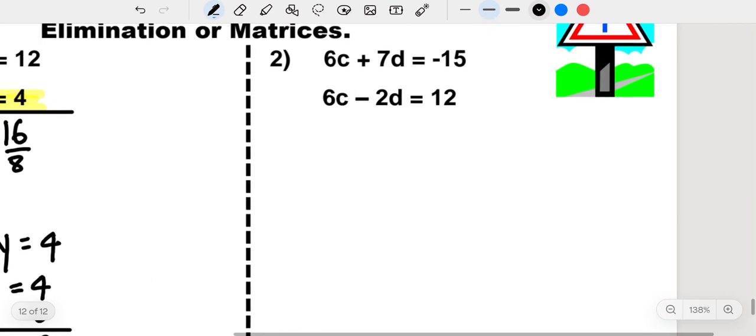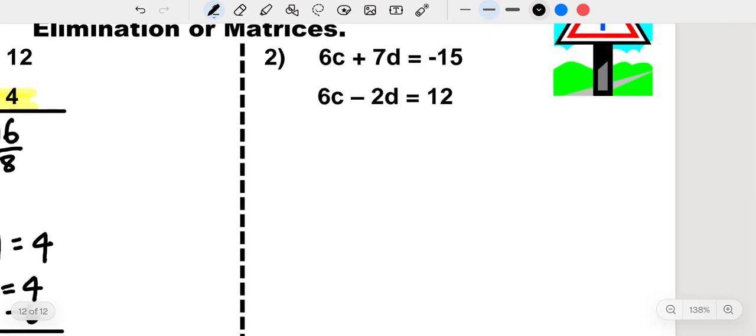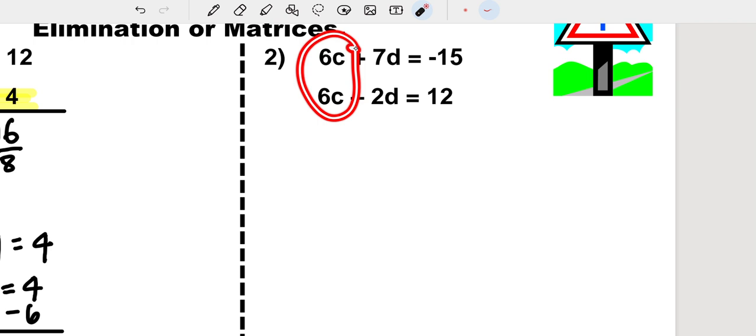So like this one. All right, so we have 6c plus 7d and then 6c minus 2d. Nothing eliminates right now, but I can make the 6's eliminate by turning one of them negative. In order to turn it negative, I'd multiply by a negative 1, but I can't just multiply that 6 by a negative 1. I have to multiply the whole equation by a negative 1.